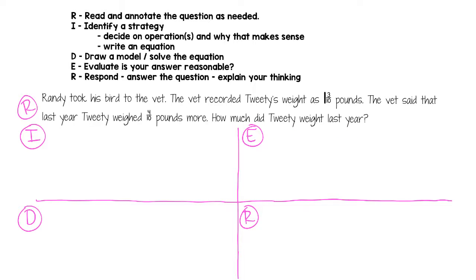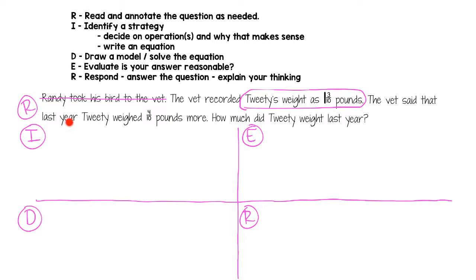So, Randy took his bird to the vet. Is that important? No, it's not. So when we're annotating, we can actually cross that out. The vet recorded Tweety's weight as 1 3/10 pounds. Is there anything important in that part of the problem? Yeah, we need to know that Tweety's weight is 1 3/10 pounds.